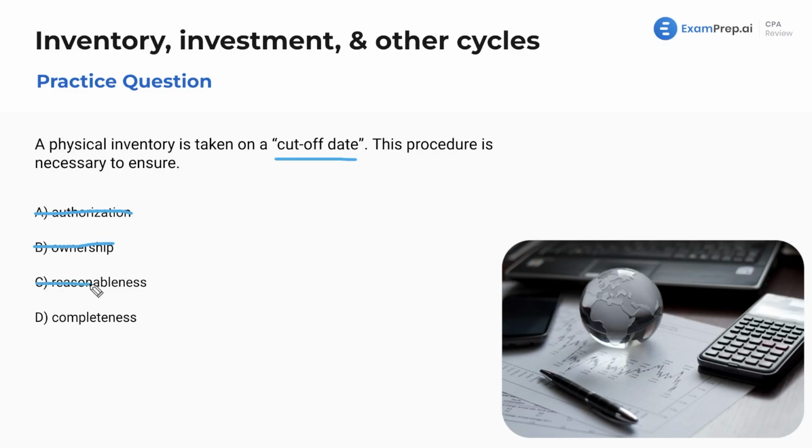And lastly, completeness. Now, that I think makes the most sense because when we're dealing with completeness, we want to make sure that as of a specific cutoff date, we are including all inventory that should be included and not including any inventory that should not be included. We're cutting it off. We're saying, as of this date, we're splitting the inventory. This inventory should be included before the date and possibly other inventories included after that date. Final answer here is going to be completeness.